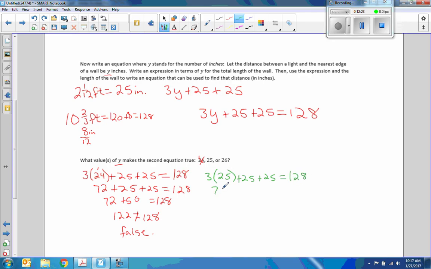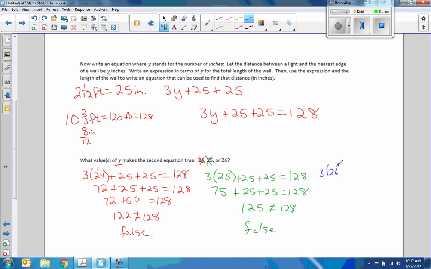So this also has to equal 128 if it's true. 3 times 25 is 75, plus 25 plus 25 equals 128. Okay, and then 75 plus 25 plus 25 adds up to 125. That does not equal 128, so that one is false. Okay, now whenever you're doing a problem like this, do not ever stop after 2 and say the answer is 26. It may be all of them are false, so let's check.